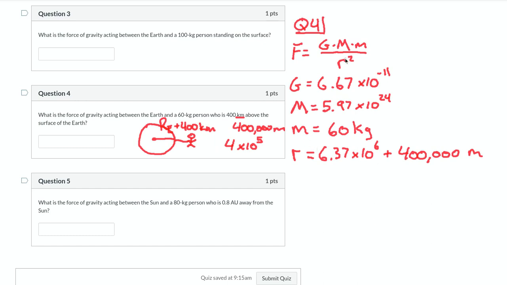It's going to be really important that when we do r squared here, we put all of this in parentheses before we square it, because this represents the distance. Okay, let's plug in those values.